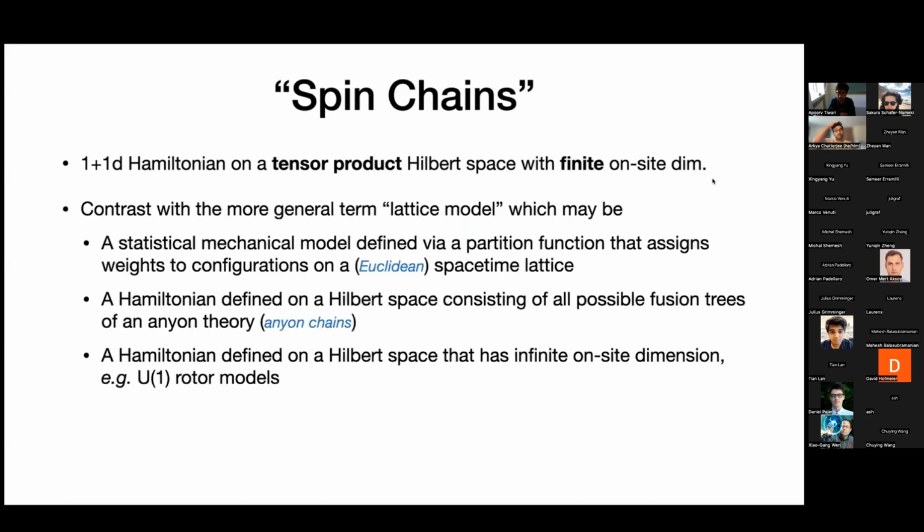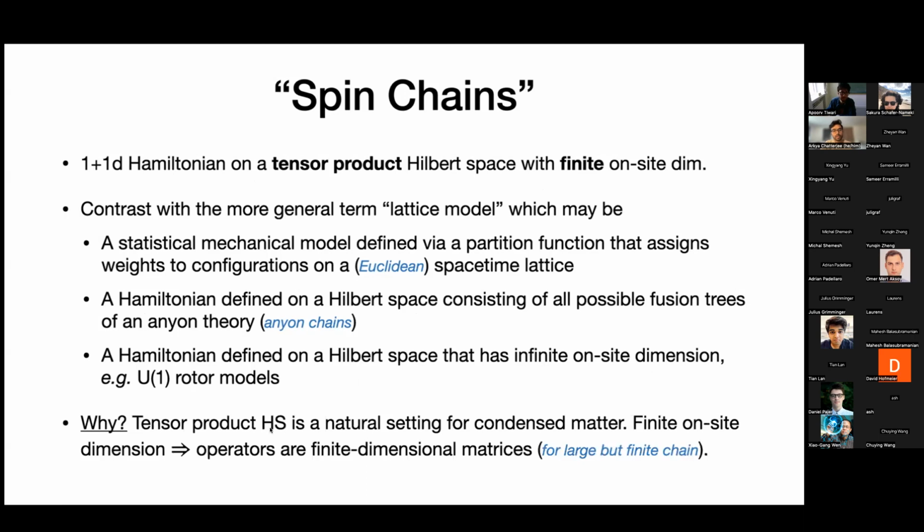So I want to contrast that with a more general term, lattice model, which can be used to mean various different things, such as StatMech models on a space-time lattice. It could mean something like an anyon chain, where the Hilbert space does not have a tensor product decomposition. You could also have a Hamiltonian lattice model with rotor degrees of freedom, for instance, which are infinite dimensional. So I want to rule out all of these and focus on this simple case because, one, the tensor product Hilbert space is a natural setting for condensed matter problems.